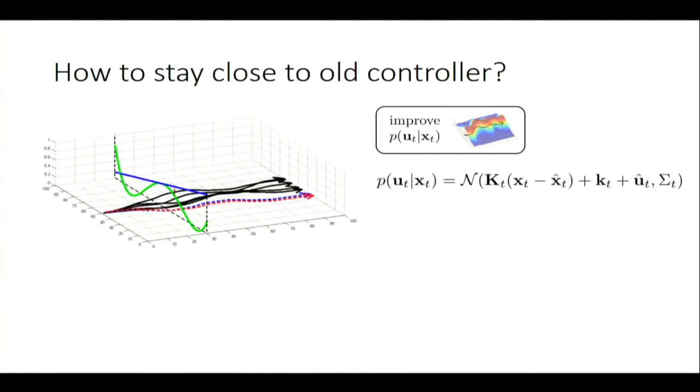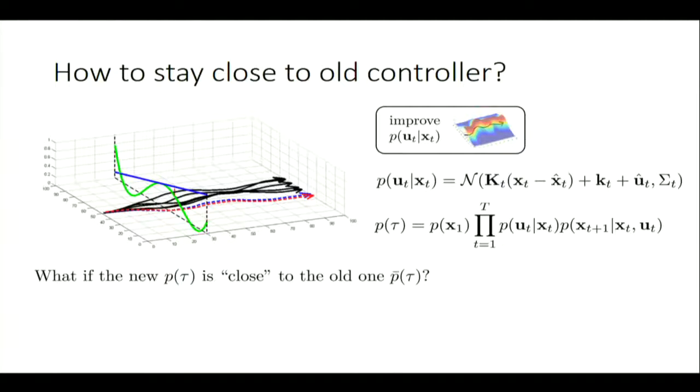So remember that in this case, our controller is this linear Gaussian thing. And a linear Gaussian controller, or in fact any policy, induces a probability distribution over trajectories. This we saw in an earlier lecture. We saw that the distribution over trajectories is just the product of the initial state, the policy at every time step, and the dynamics at every time step. So we multiply all these together, and we get P of tau. So what we really want to do is keep the new P of tau close to the old P of tau, which I'm going to denote with P bar tau.